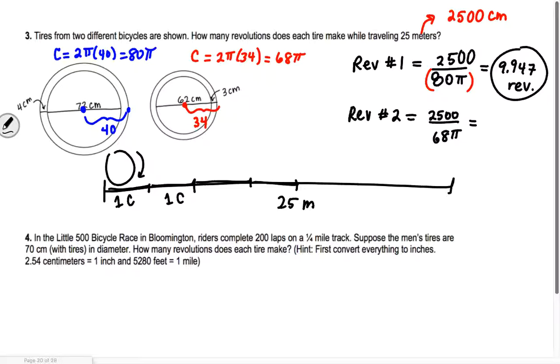How many revolutions did this one make? Yep, 11.703 revolutions, so a little bit more. All right, does it make sense that the smaller tire would have more revolutions? Yeah, because it's whipping around faster. Well, it has to, I don't know. It makes more revolutions to cover the same distance.